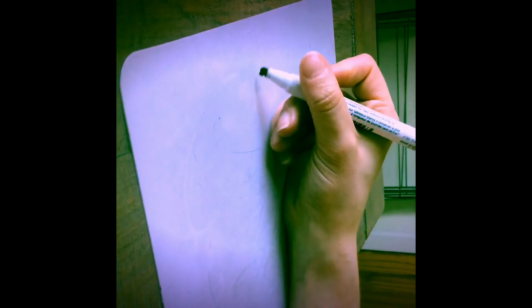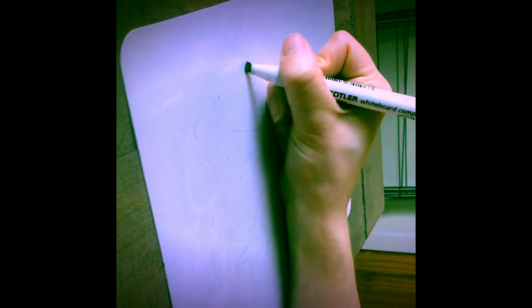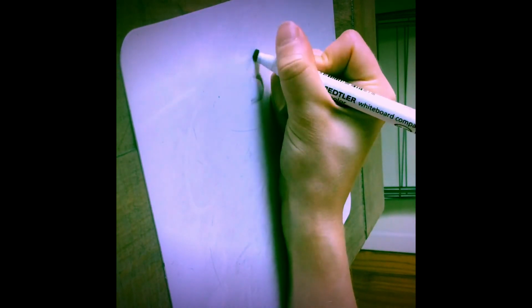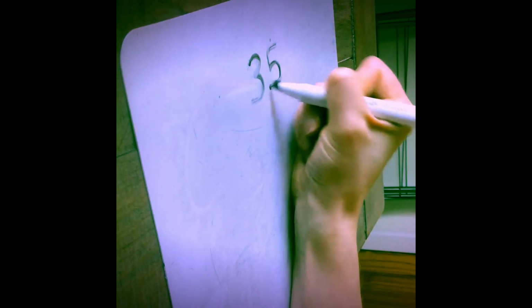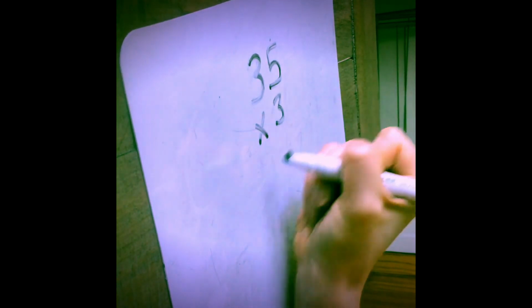We use this method mainly for numbers outwith the times tables. Once you've learned your 12 times table, you can then use this method to find out the answers to bigger numbers. So let's say, for example, we had 35 times 3. This is how I'm going to lay it out.